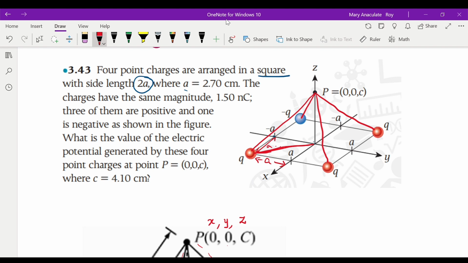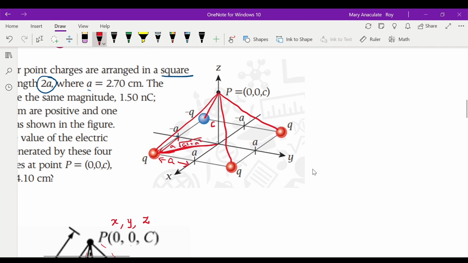So here this distance would be square root of A square plus A square. And this vertical distance is C. So if I redraw this on the side, we have P at a distance here. This vertical distance is C, and this distance is square root of A square plus A square, and you will find this to be R. Notice this might look like it's not 90 degrees, but actually this angle is 90 degrees, since it's three dimensional, it's like coming out of the board.